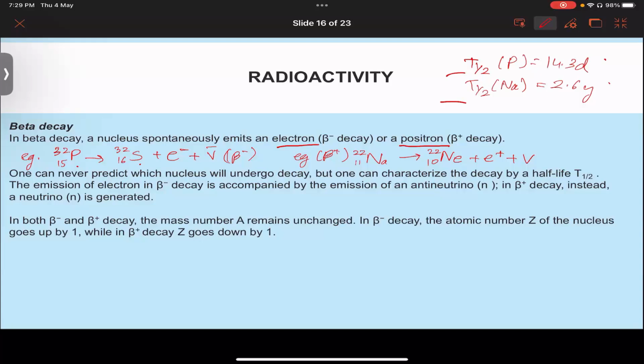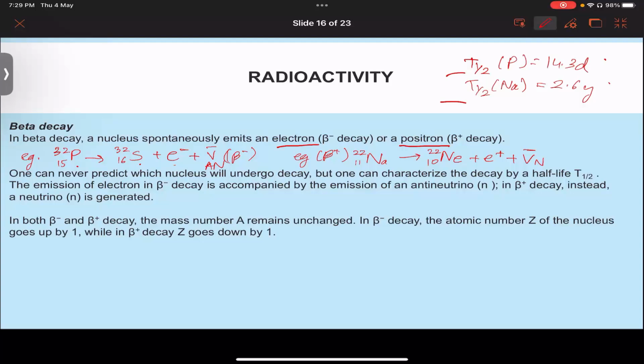Okay, so since an electron is getting emitted, what you get is the antineutrino, and in the positive beta decay you get a neutrino. So these are two different elementary particles that are emitted along with the decay.